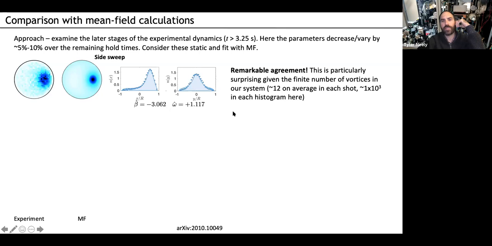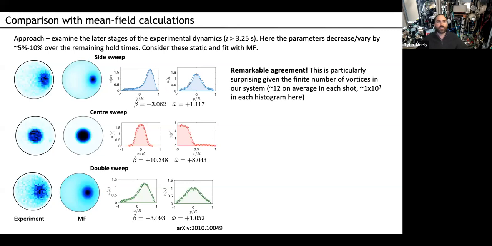This is done for the other sweeps that I described already, the center sweep and the double sweep. In each case, you can see there's a very nice agreement with the mean field solution, which is perhaps somewhat surprising considering that we don't have infinite vortices. We only have 12, or approximately 12, across the different experiments.